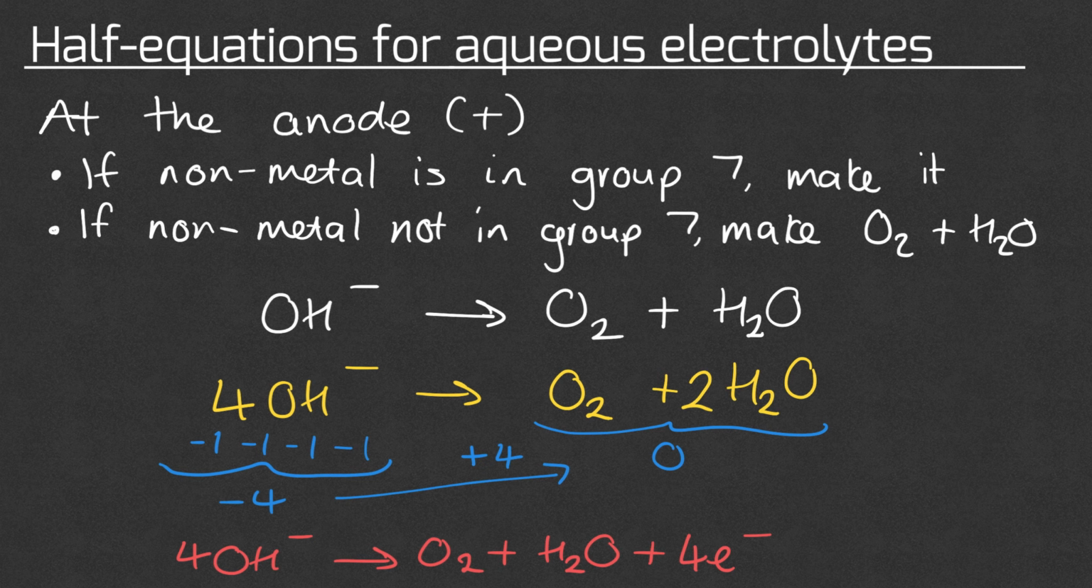And this is the final equation. You can see that we've added 4 electrons to the right-hand side. This is because the charge changed by 4, from -4 to 0, so we needed to add 4. We always add the electrons onto the side which is the most positive. 0 is more positive than -4, so the electrons went on the right-hand side.